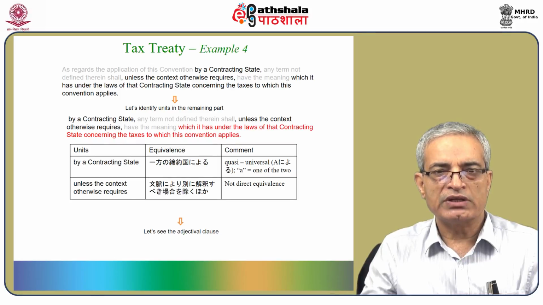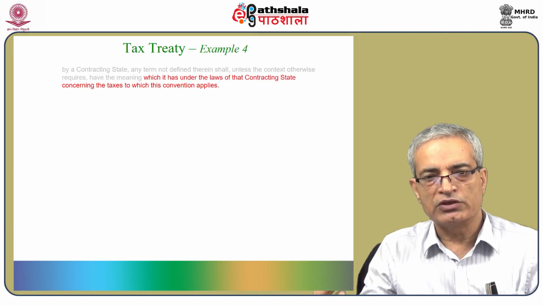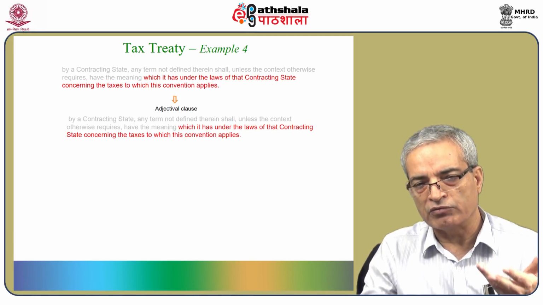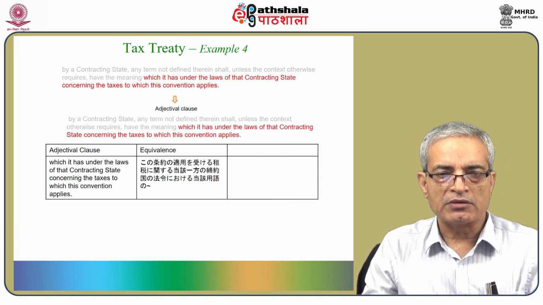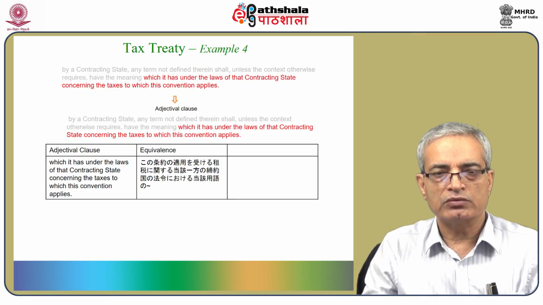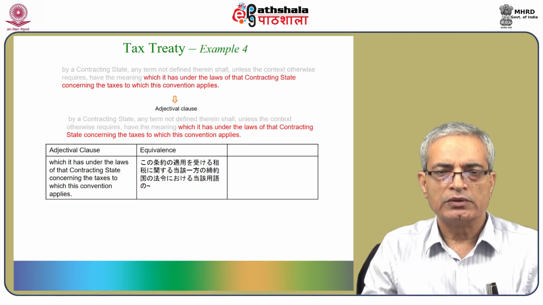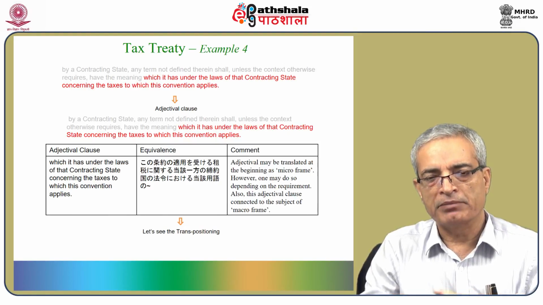Now, which it has under the laws of that contracting state concerning the taxes to which this convention applies as one. Obviously, we have done it for the sake of convenience, but I would advise that if you're finding it difficult, you can further break it down. This comes as kono joyaku no 適用を受ける租税に関する当該一方の締約国の法令における当該用語の so it's quite mechanically done, but it makes sense.